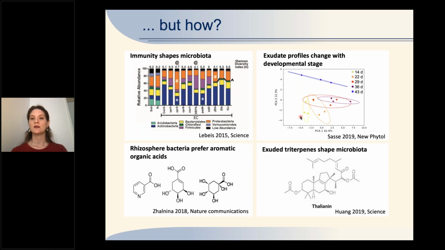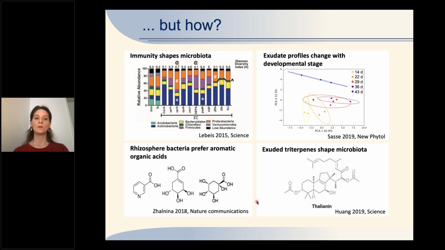So here we can see an exudate profile, a principal component analysis plot again of a Brachypodium distachyon, the model grass, and you can clearly see it shifting over time. So that's a correlation, of course, so we can't say that the altered exudation causes the altered microbiome associated, but it's definitely possible that some of these exported metabolites might actually shape the microbial community that is associated with roots.